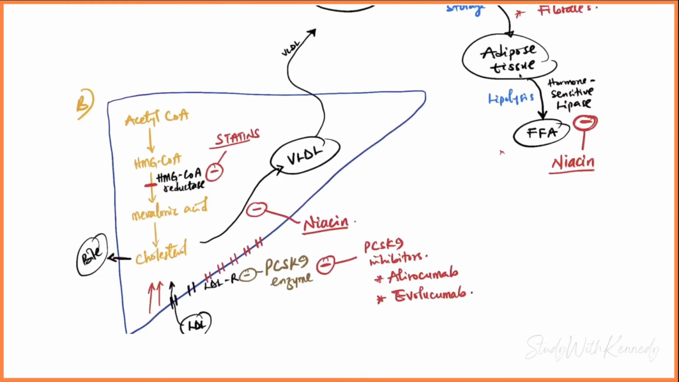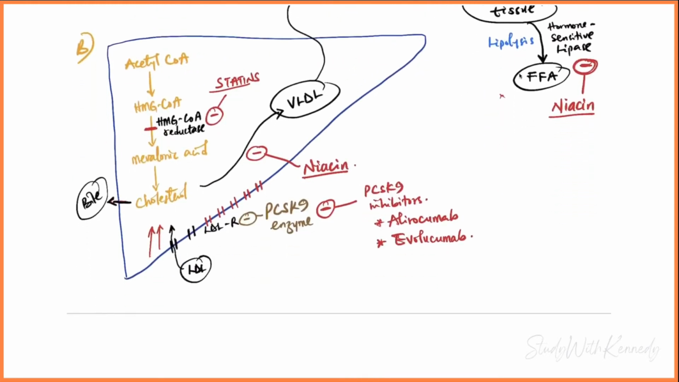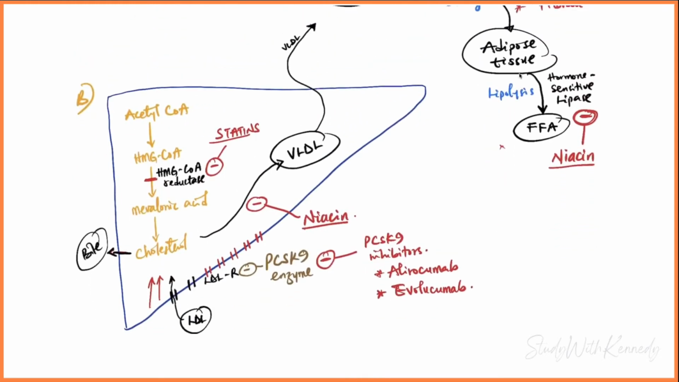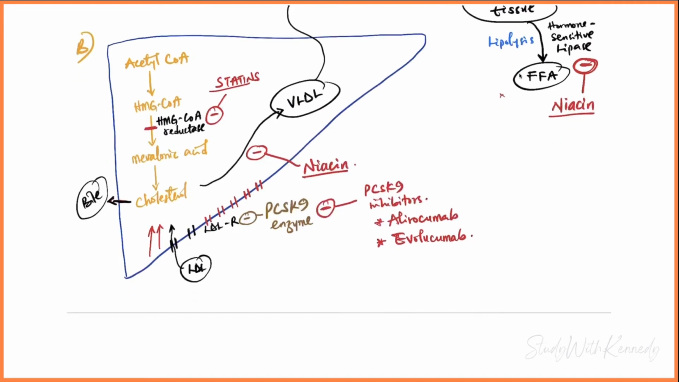Finally, we saw the liver making cholesterol. The liver literally makes cholesterol, turns it into VLDL, and releases this VLDL into the blood. We said we could inhibit that process again using niacin. We could use niacin to stop the conversion of cholesterol to VLDL, or we could stop the synthesis of cholesterol as a whole by using statins, which are HMG-CoA reductase inhibitors.